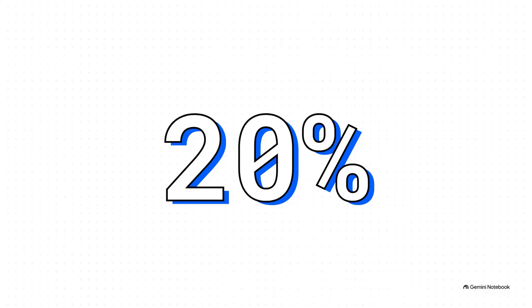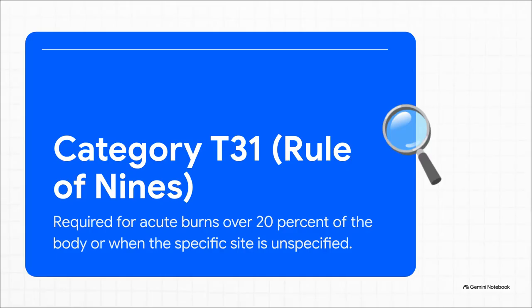20%. Lock this number into your memory, because it is the critical threshold of total body surface area for third-degree burns that legally triggers our next mandatory coding rule. When the total body surface area of a third-degree burn hits that 20% mark, or if the documentation is just lacking and the specific burn site is totally unspecified, you are required to pull in Category T31. This uses the classic Rule of Nines calculation to classify burns based on the extent of body surface involved. This data is absolutely crucial for burn units and national mortality statistics.